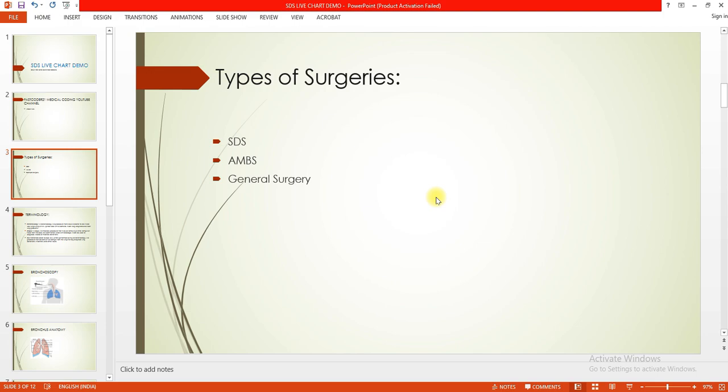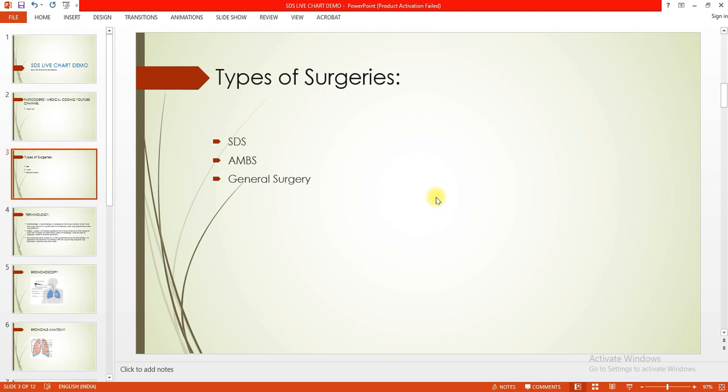Next one is AMS, or ambulatory surgery centers. In the US, basically they are not hospitals. They are freestanding centers. Only they will perform minor and major surgeries. Those are the AMS. For SDS coding, hospitals will use OPPS, outpatient prospective payment system. For ambulatory surgery centers, they will use APCs, ambulatory payment classification. So that is the difference between SDS and AMS. If you go to an interview, they will ask you what is the difference between SDS and AMS.